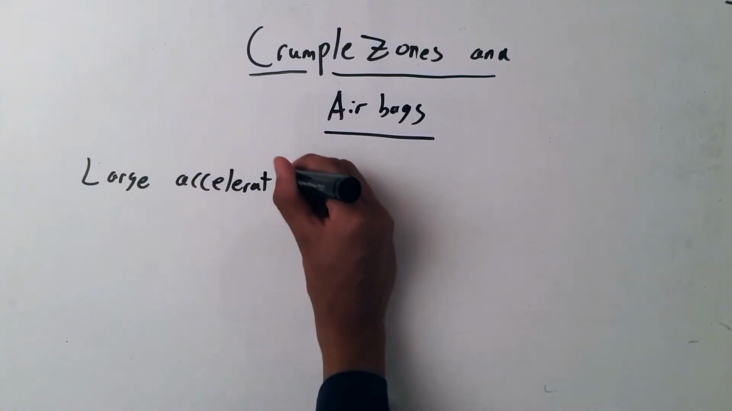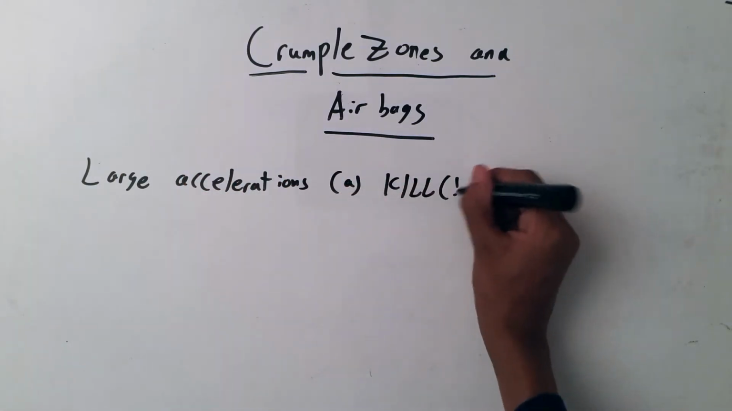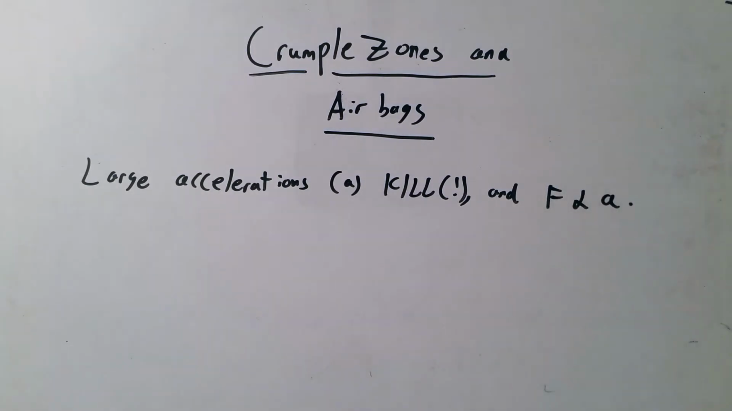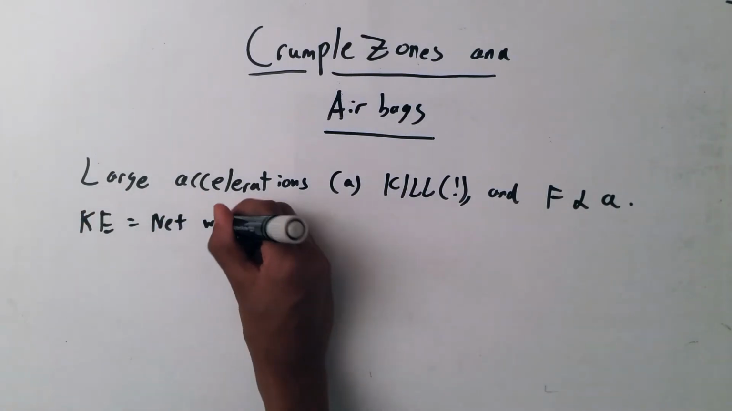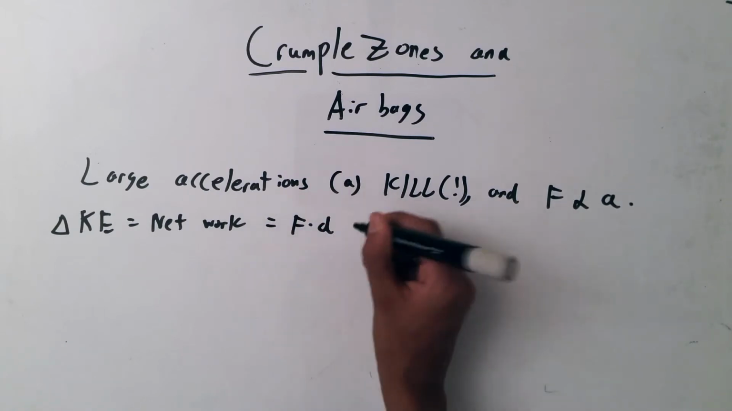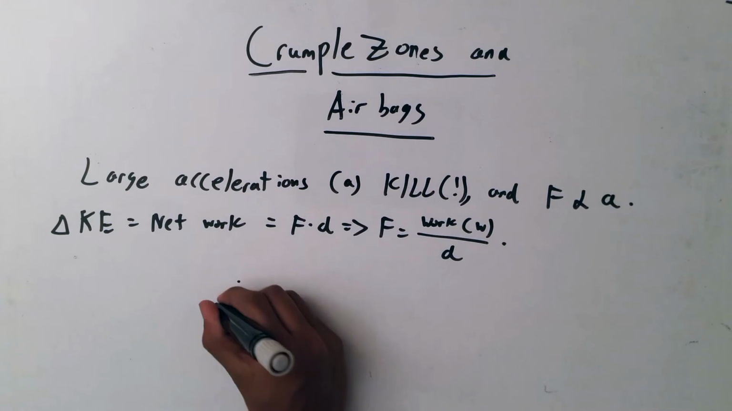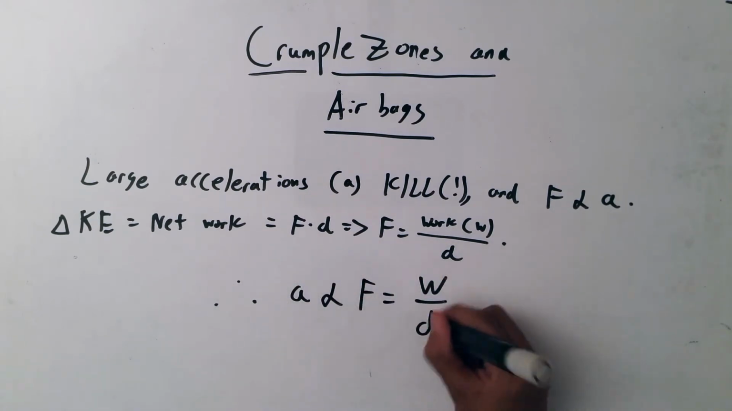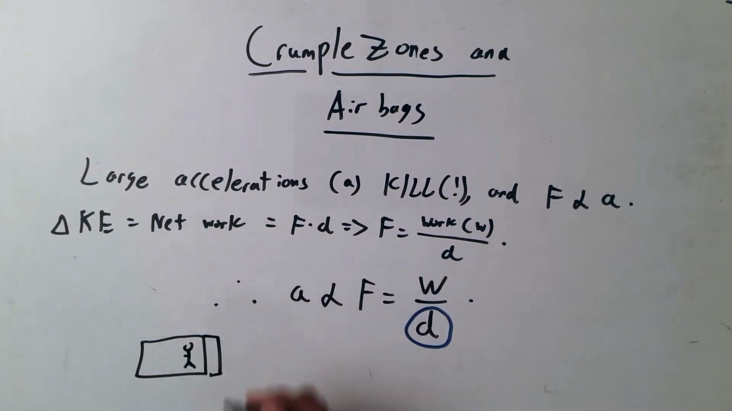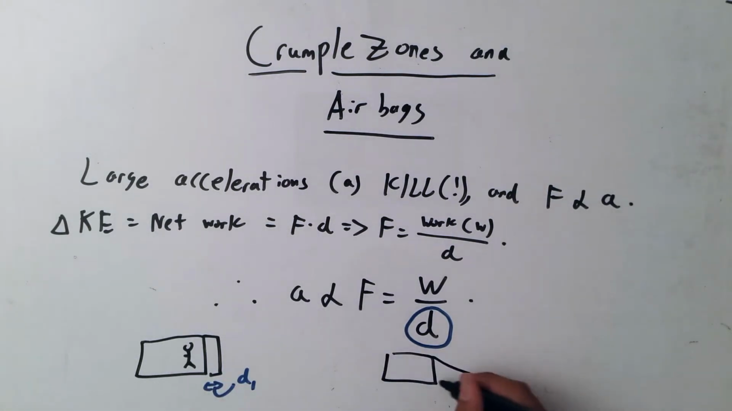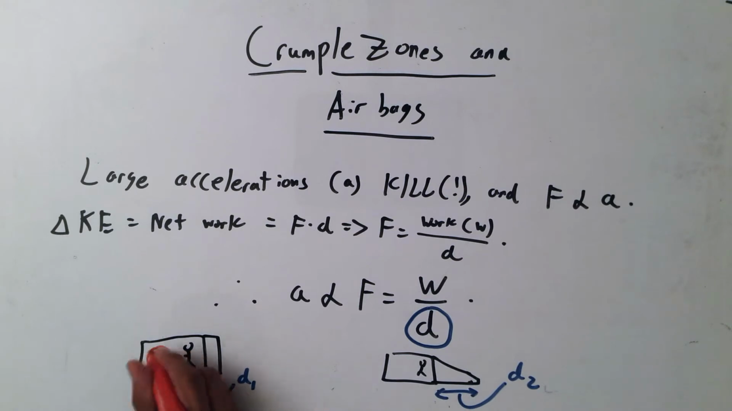Many deaths in car crashes are caused by large accelerations, and large accelerations occur when we have large forces. The change in kinetic energy during a crash is equal to the work done by the net force, which is the net force times the distance. This implies that acceleration, which is proportional to force, is equal to the change in work divided by the distance. This tells us that net acceleration is inversely proportional to distance, and so a longer distance over which a crash occurs means that the risk is less as acceleration is reduced. Airbags and crumple zones work by increasing the distance over which a crash occurs, thus making the crash safer for the occupants of the car.